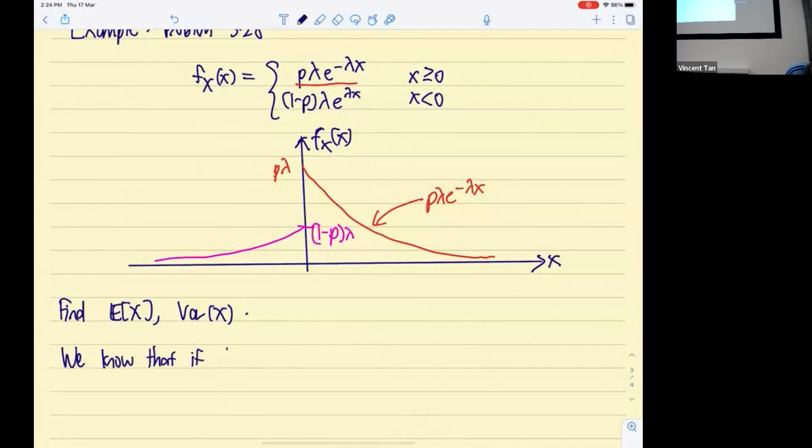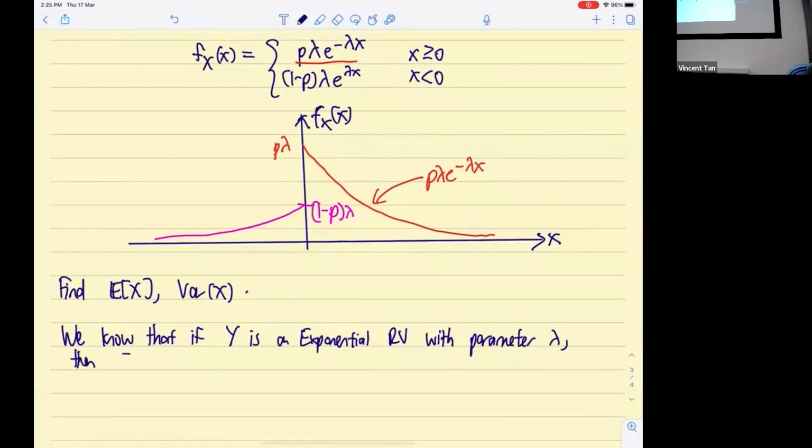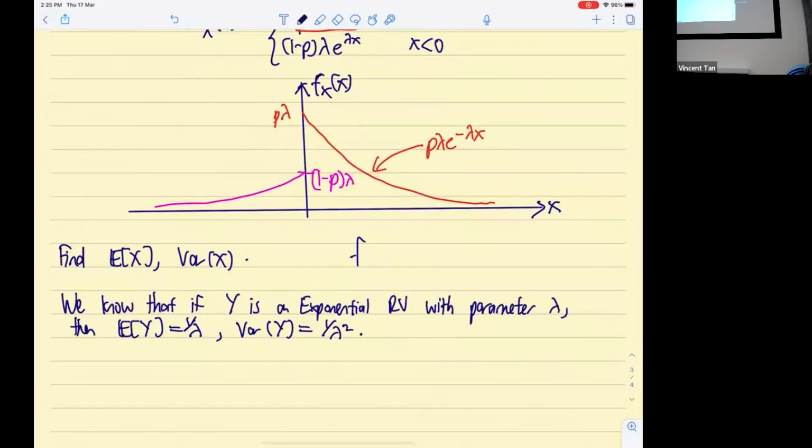We know that if y is an exponential random variable with parameter lambda, then the expectation value of y is equal to 1 over lambda. And the variance of y is 1 over lambda squared. And y is an exponential with parameter lambda means the following: lambda e to the minus lambda y for y non-negative.